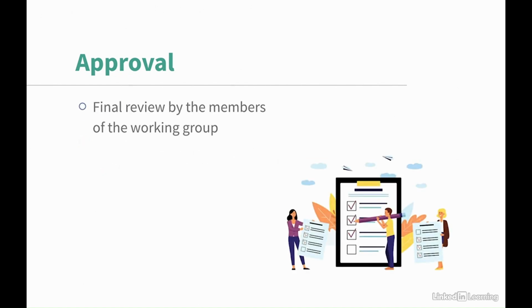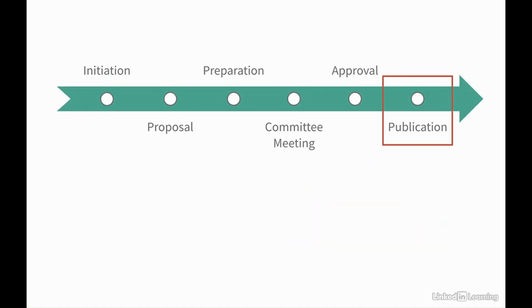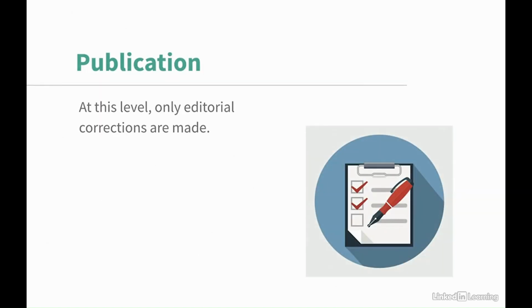After approval, the standard is given a final review by the members of the working group before it gets published. An editorial check is also needed. The role of an editor is to ensure that the standard is grammatically and syntactically correct. The final stage is the publication. Here, after the approval stage, a standard is made available for all users. At the publication stage, only editorial corrections are made. No changes are made to the content or to the technical meaning of the standard.